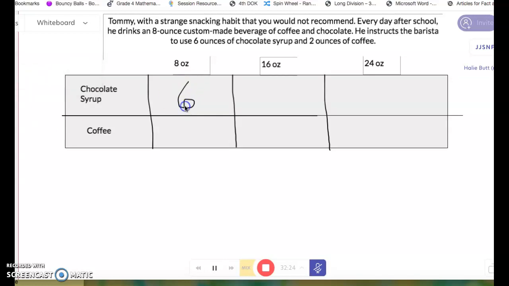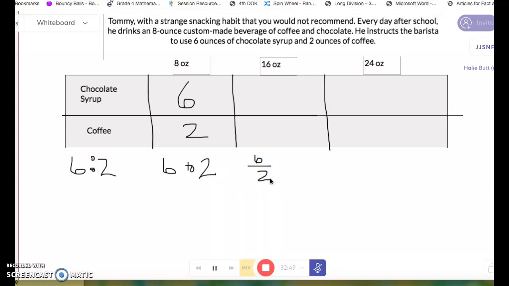There we go. 6 ounces of chocolate syrup, and it's going to use 2 ounces of coffee. So some ways to write this ratio is 6 with a colon and a 2. You could write 6 to 2, or you could even write it as a fraction.